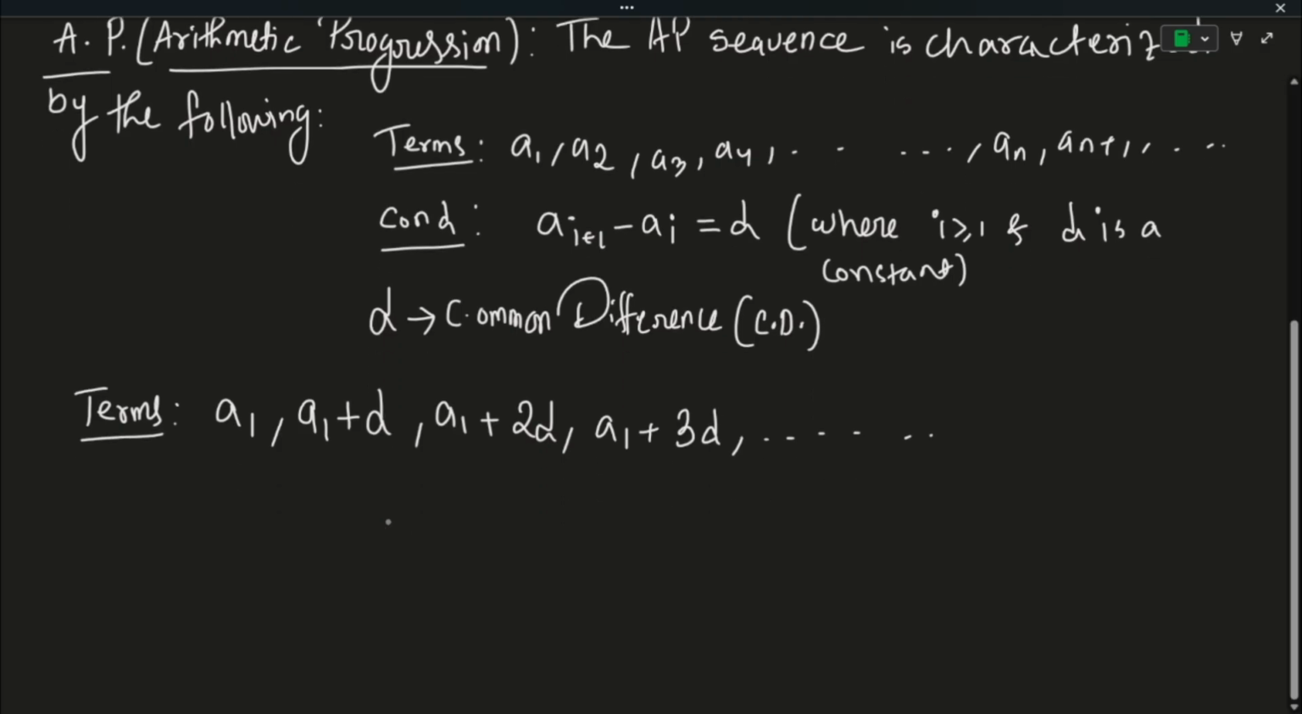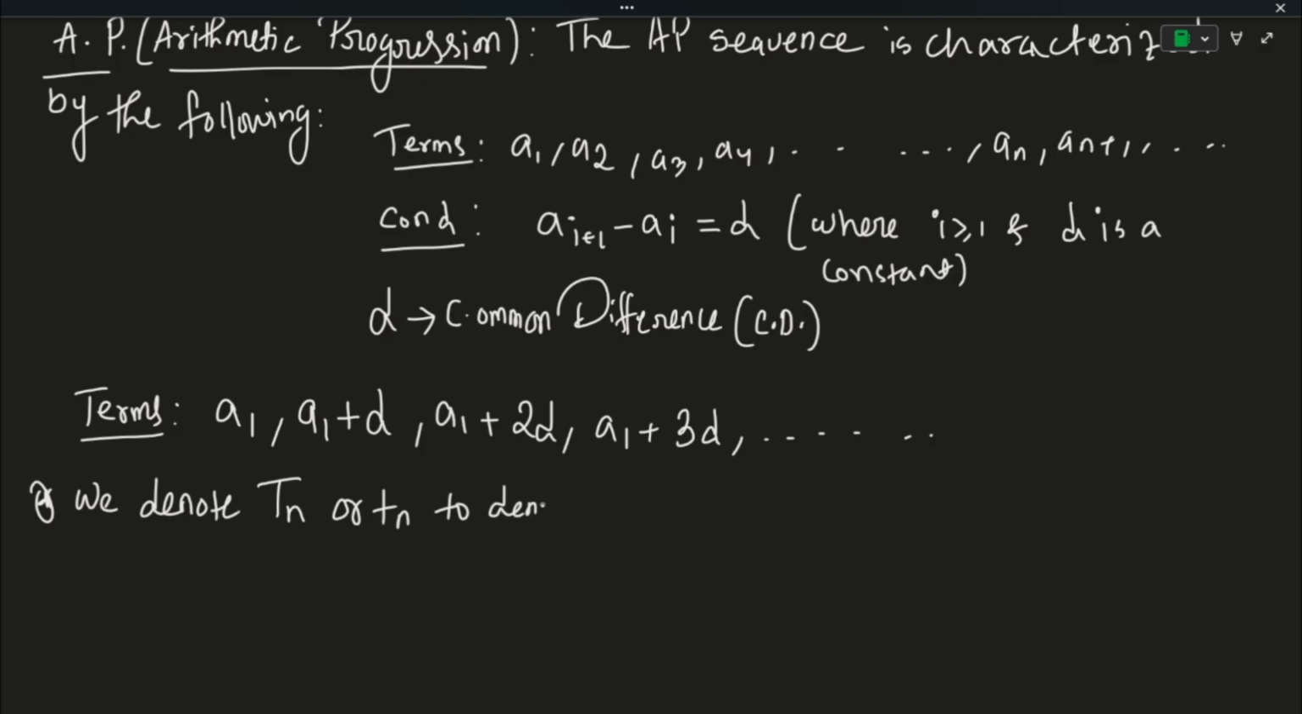So let us learn about a few properties of AP first. This is important: usually we denote capital Tn or small tn to denote the nth term of a sequence. And obviously, in the case of AP too, we will use capital Tn or small tn to denote the nth term. Sometimes we may use different terminology, but this is what is usually used for a sequence.